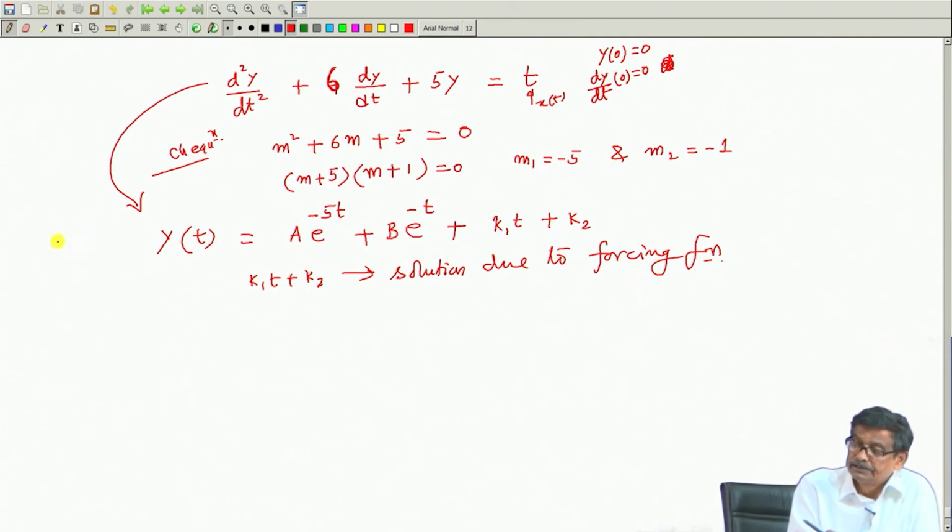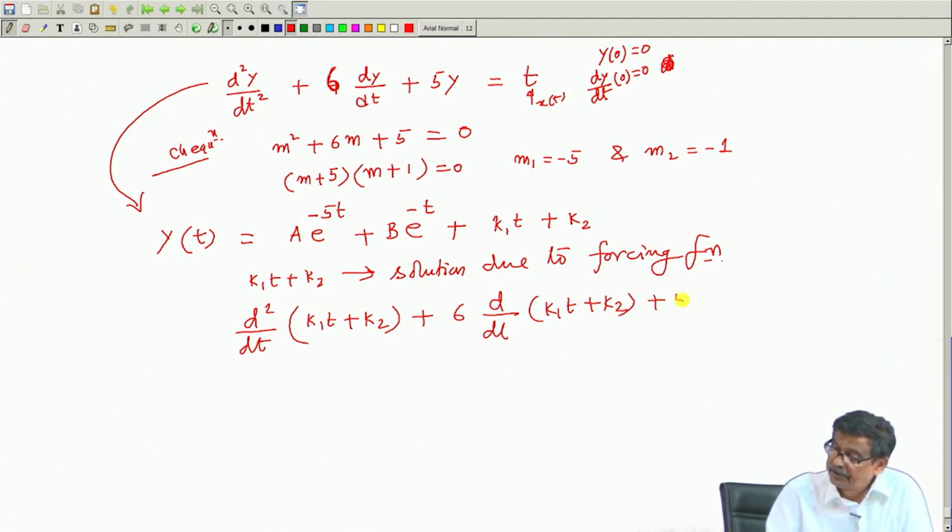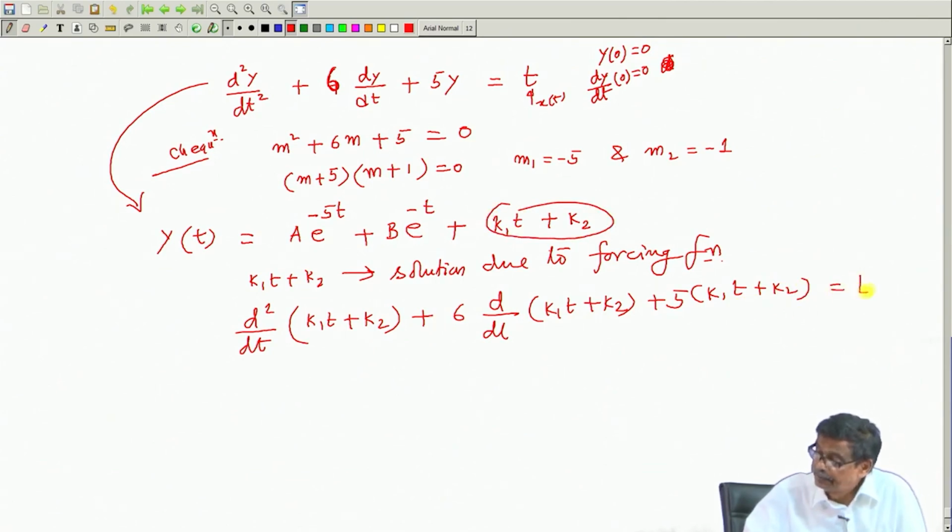Therefore, this will satisfy this equation, that is d2/dt2 of k1 t plus k2, plus 6 d/dt of k1 t plus k2, plus 5 times k1 t plus k2. I will not complete this, I will leave it as an exercise. This is the solution due to the forcing function, and this must be equal to t. How many constants are there? k1, k2.